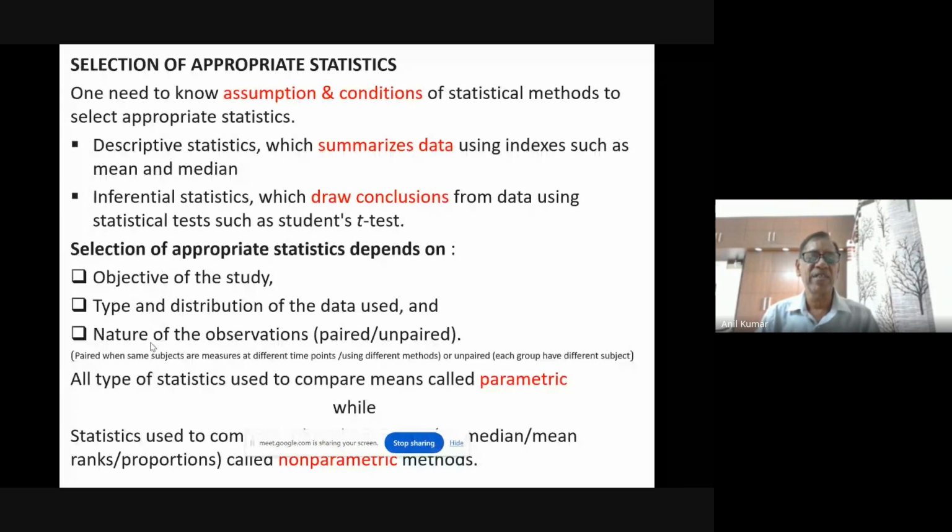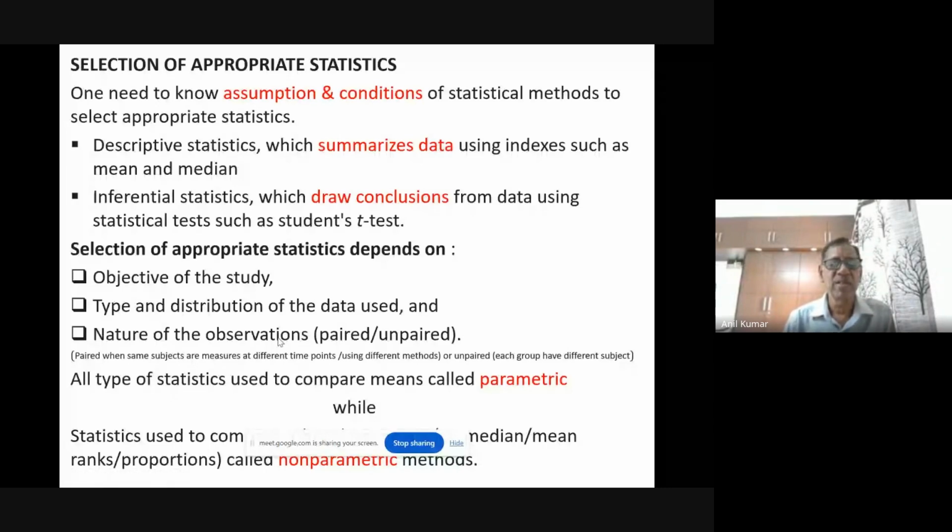And third one is nature of observation, very important. This is a little critical aspect. This is a little specific in statistics, that we have to identify that whatever observations you have, wherein you are having two different groups of subjects. So depending upon these three, broadly we can say that appropriate use of statistics will be when you have taken into consideration the type and distribution of the data, or you can say nature of the data used, or third one is nature of the observations, also whether these observations are taken in paired conditions or unpaired conditions.